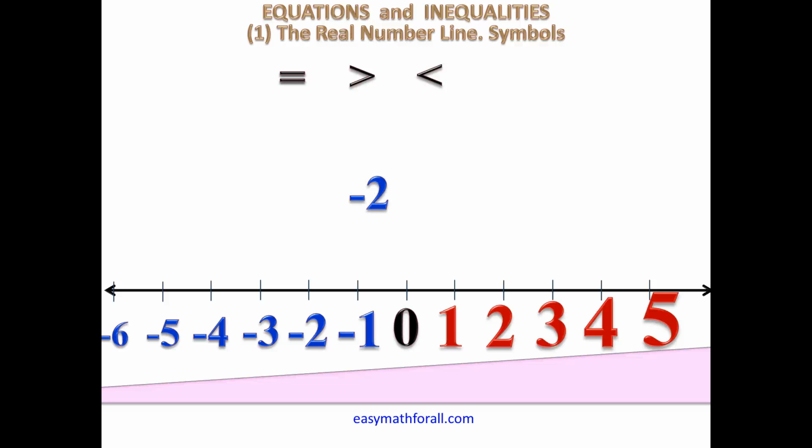If we have two numbers, -2 and -2, what symbol should we use? -2 is equal to -2, so we are going to use symbol equal. Now we are going to think about symbols of inequalities. For instance, if we have two numbers, 2 and 3, what symbol should we use? It's obvious that 3 is greater than 2, or we can say that 2 is smaller than 3.